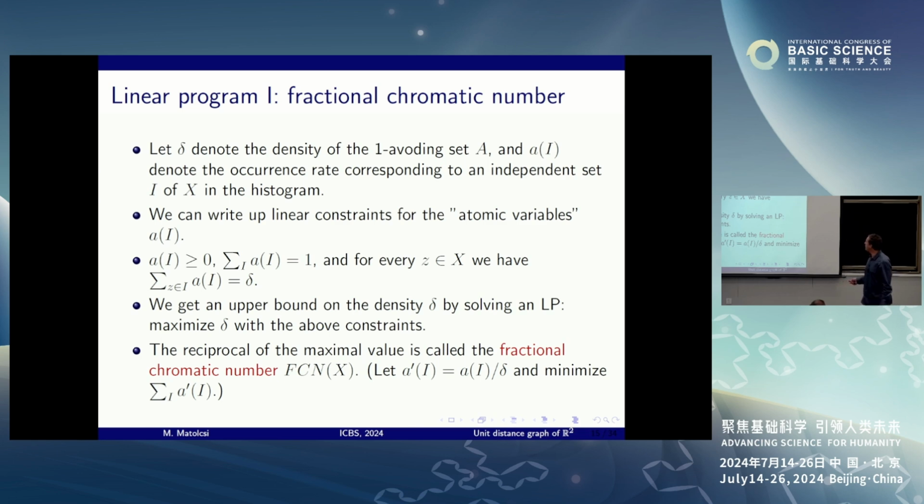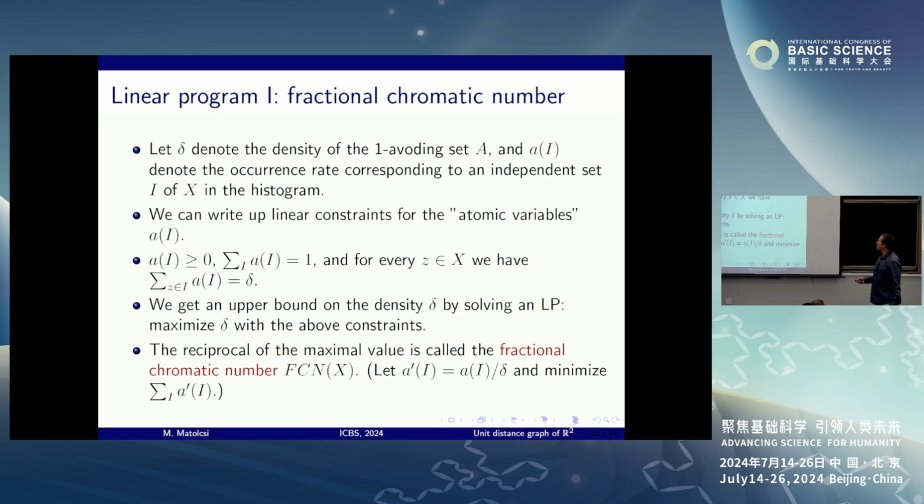And we get an upper bound on the density delta by solving this LP, meaning we maximize this delta under these constraints. So this is an LP which does not depend on the unit distance avoiding set. It depends only on the small graph that I have in my hand.